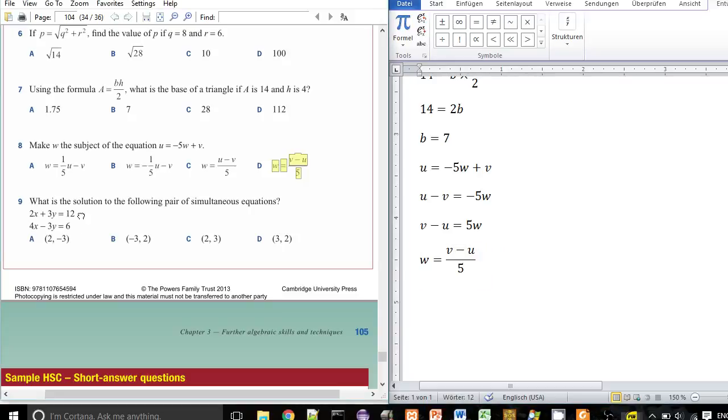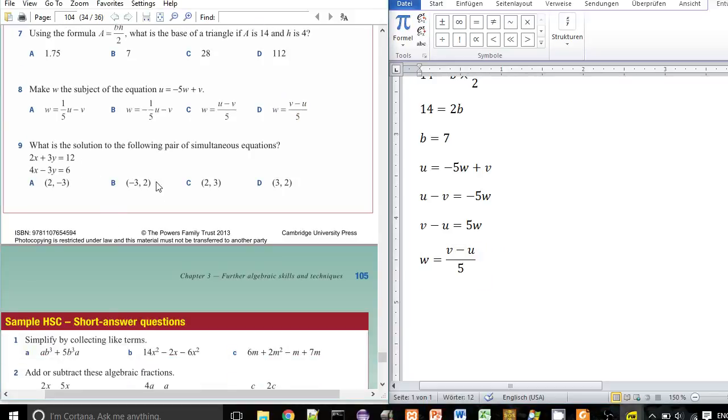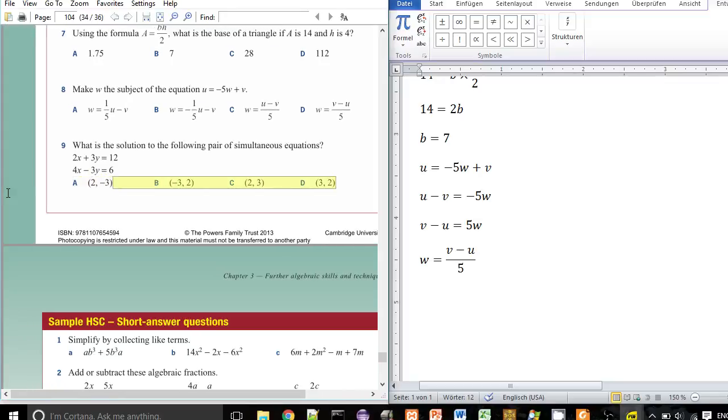Alright, what is the solution? You have an option here. You can just test these numbers on each equation, or you can try to solve it. Let me just give you an example. Let's just check this one. Maybe it is the solution. If x is 2 and y is minus 3. So 2 times 2 is 4. 3 times minus 3 is minus 9. So 4 minus 9. That doesn't give you 12. That gives you minus 5. So that one's wrong.